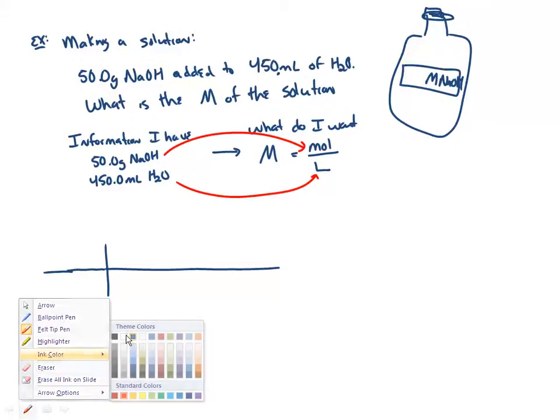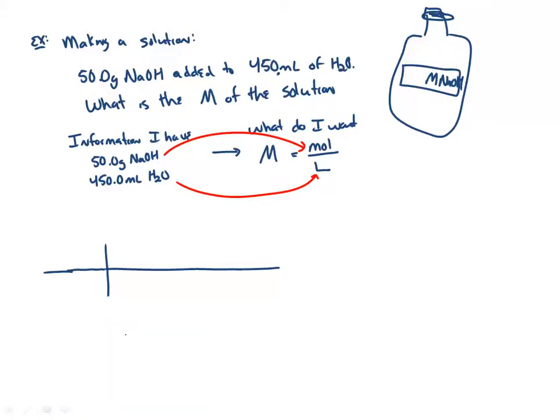And so what I want you to think about when you're answering these questions, because sometimes we'll have 1 unit in our answer, sometimes we'll have 2, is that whatever number of units we have in our answer, that's pretty much where we have to have our starting point be. So here I'm going to put my 50.0 grams of NaOH and my 450.0 milliliters of H2O.